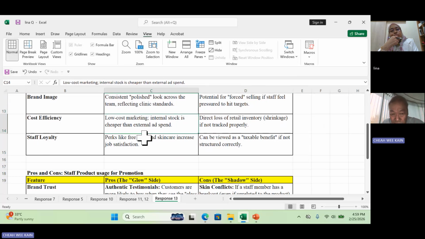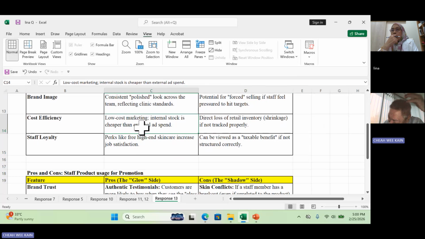Cost efficiency, low cost marketing, internal stock is cheaper than external ad spend. What does this mean? So if you try to sell a cheap product, you may have to use low cost marketing. I think I already showed you previously.